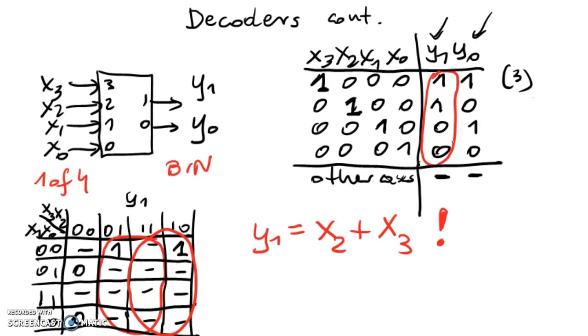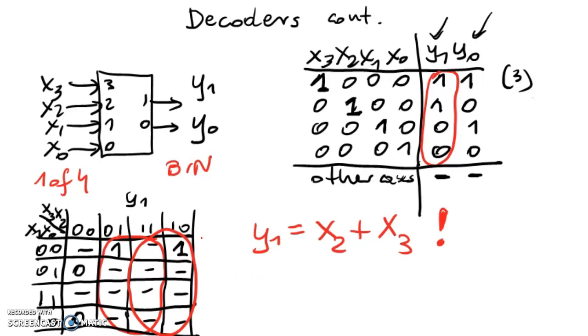Do the same for y0 and find it. And they too don't depend on x0. And this is the conclusion. So this signal doesn't need to be connected even, the x0. But verify it at home.